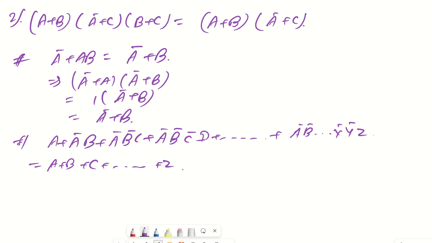So this is all about Boolean algebra, functions, and their laws that we have considered today. Now in the next session we'll try to solve GATE questions based on these Boolean algebra laws, and then we'll proceed next. Thank you.